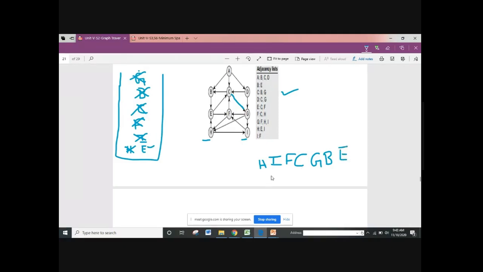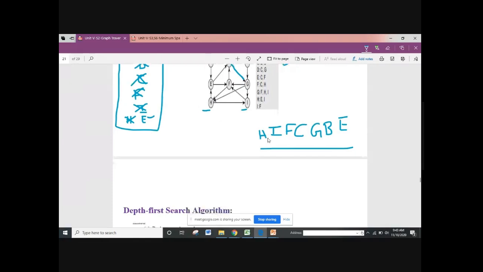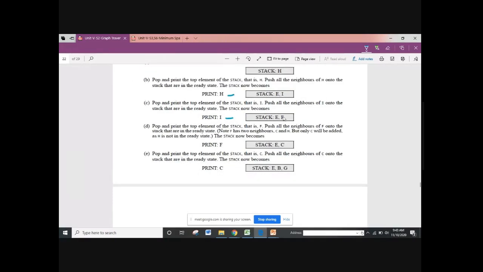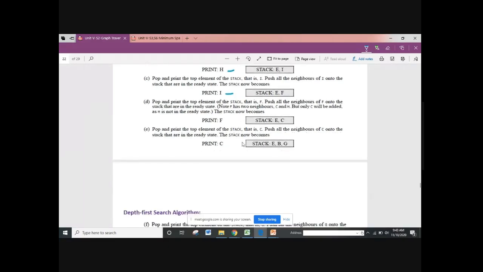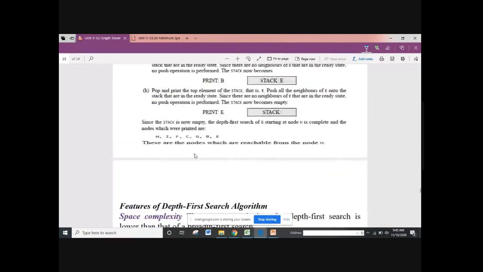Clear? So this is the way how I print the spanning tree from the node H. First you are printing H, then you are pushing I inside, then E and F are getting inside. F is popped out, because topmost stack. F popped out. Then C is pushed in. So what all I have told here, the explanation is all over here. And finally, the output is here. So these are the nodes which are reachable from the node H.